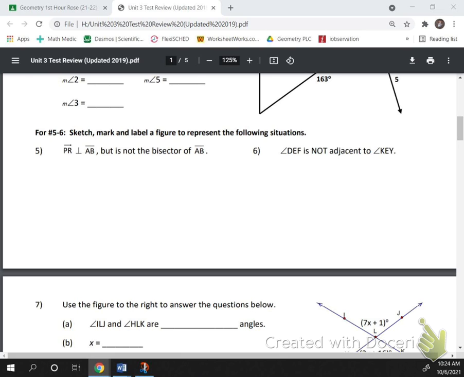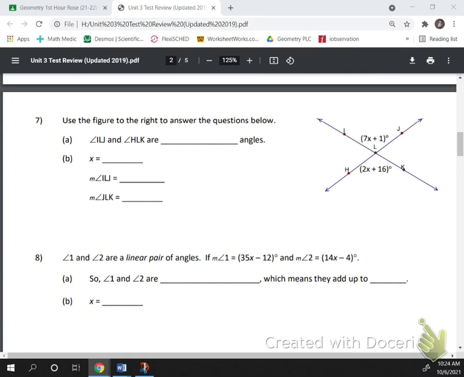6 says DEF is not adjacent to KEY. What does adjacent mean? Next to. So I want to draw them not next to each other. So I decided to draw them as a pair of vertical angles because they share the point E. You could also just draw them completely separate. So they are vertical angles. They are not adjacent or next to each other. Do you guys see that? Great. That's 6.